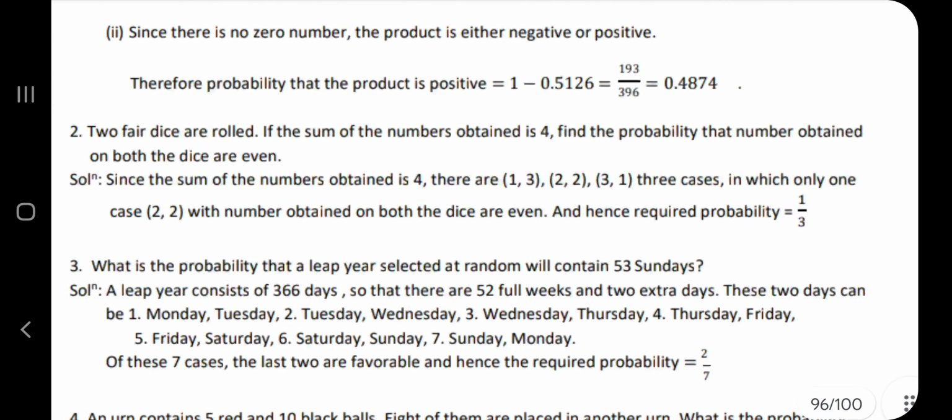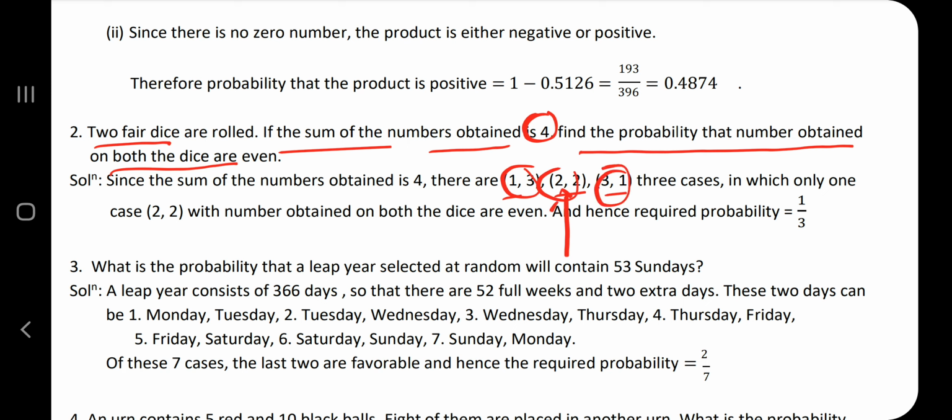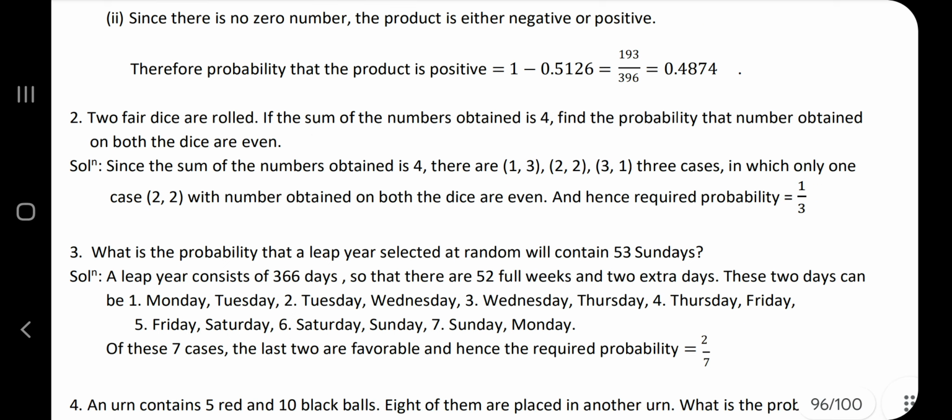Moving on to the next question: two fair dice are rolled, and the sum of the numbers obtained is 4. How many possibilities are there? 1 and 3, 2 and 2, 3 and 1. Find the probability that the numbers obtained on both dice are even. How many total cases are there? 3 cases. When the sum is 4, 3 cases are there: 1 and 3, 2 and 2, 3 and 1. Among those, only this one has even numbers on both dice. So the probability is 1 by 3.